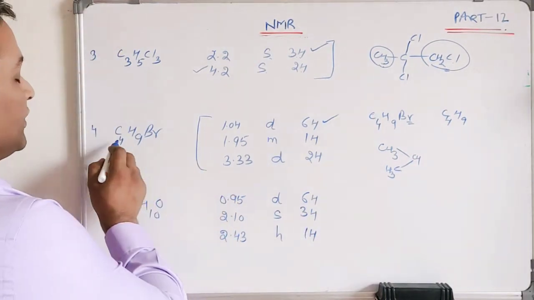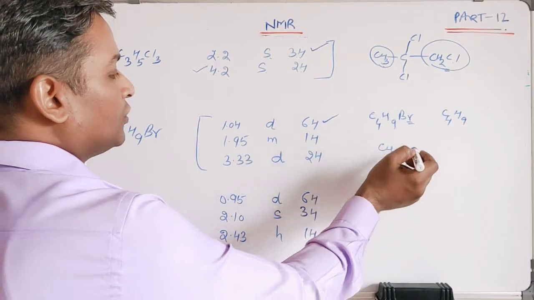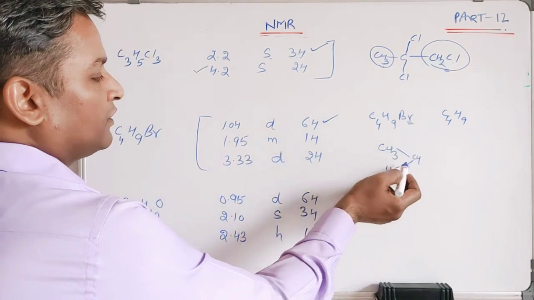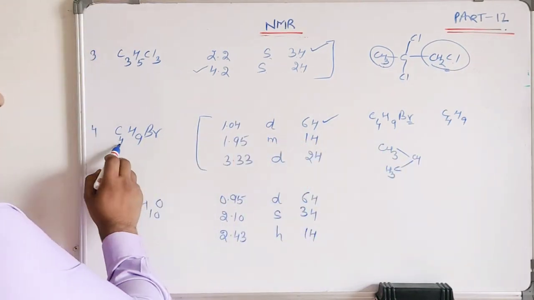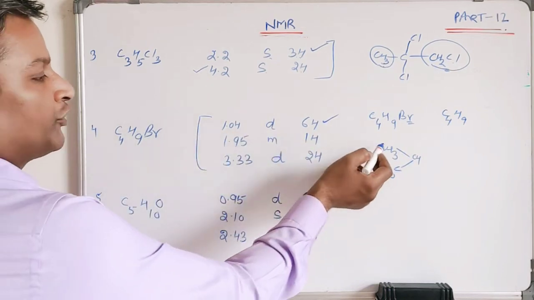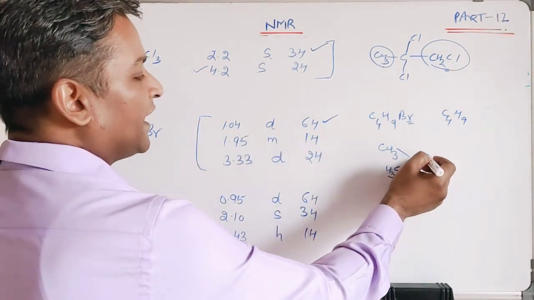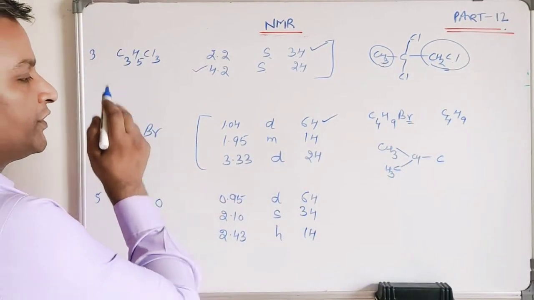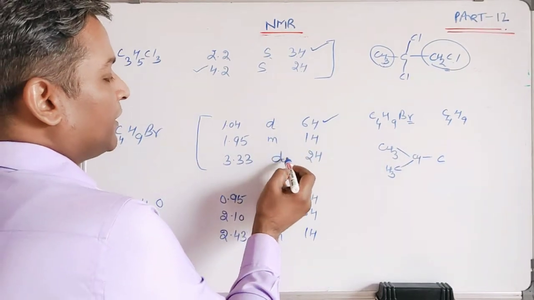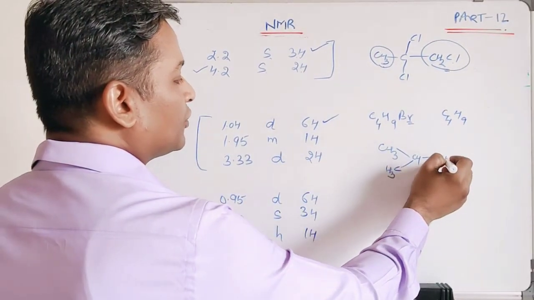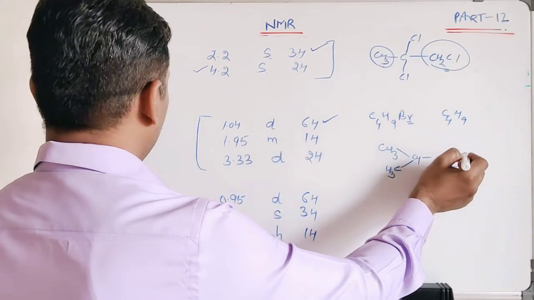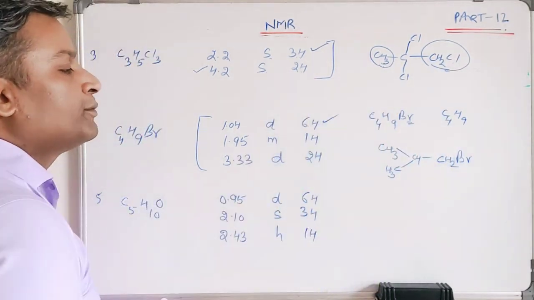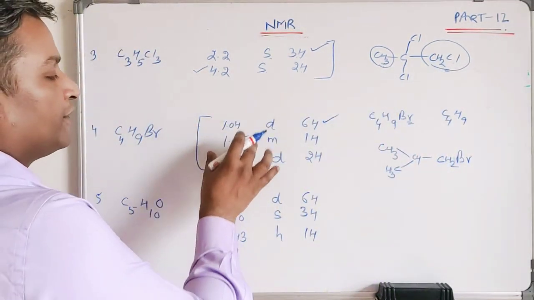And now there are 4 protons. As you can see here, we have accounted for 3 protons, 1, 2 and 3, and we have 4 carbons but have accounted for only 3 carbons. So we can add 1 more carbon here. Then we have accounted for all the 4 carbons. Now there is a doublet for 2 protons. So if I write CH2Br, this compound will satisfy all the information we have here.